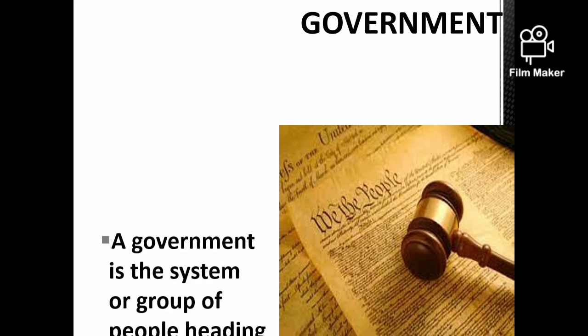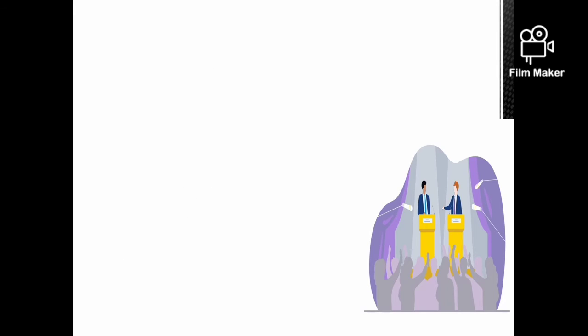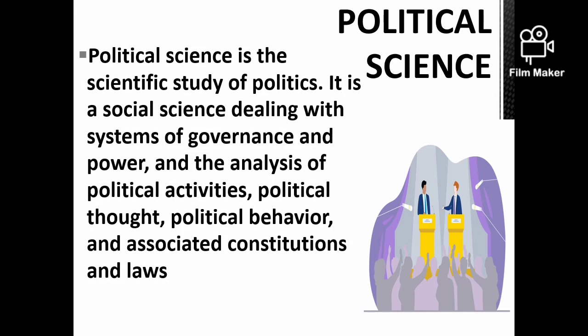Government. What is government? A government is the system or group of people heading an organized community, generally a state. Political science. Political science is the scientific study of politics. It is the social science dealing with the system of governance and power, and the analysis of political activities, political thought, political behavior, and associated constitutions and laws.